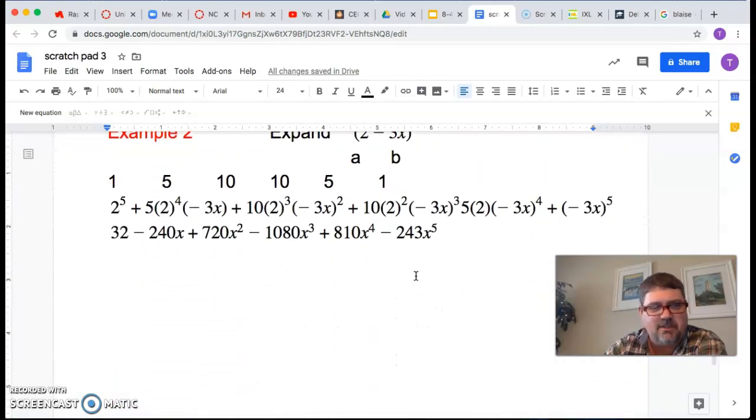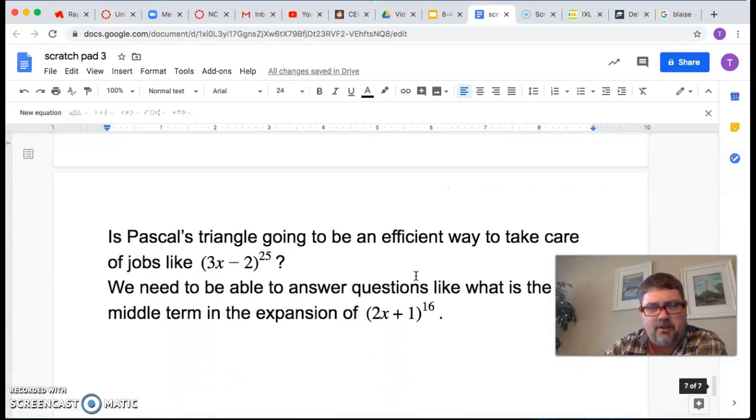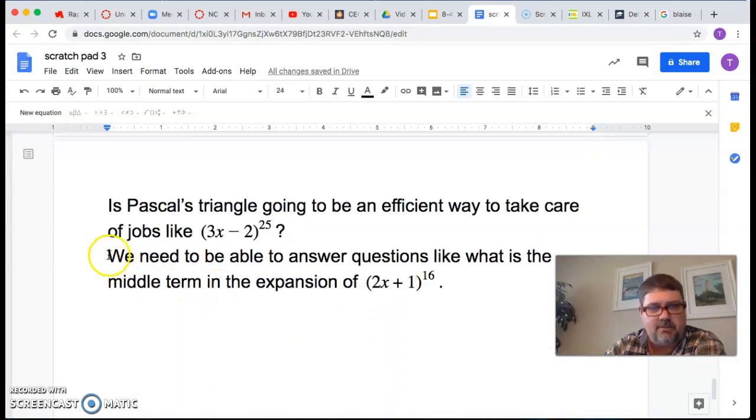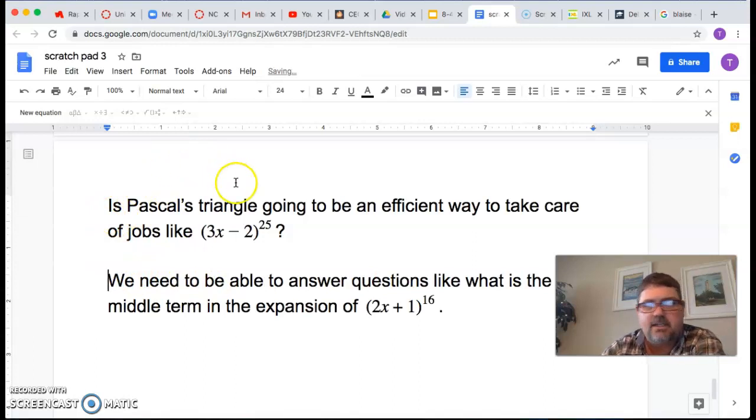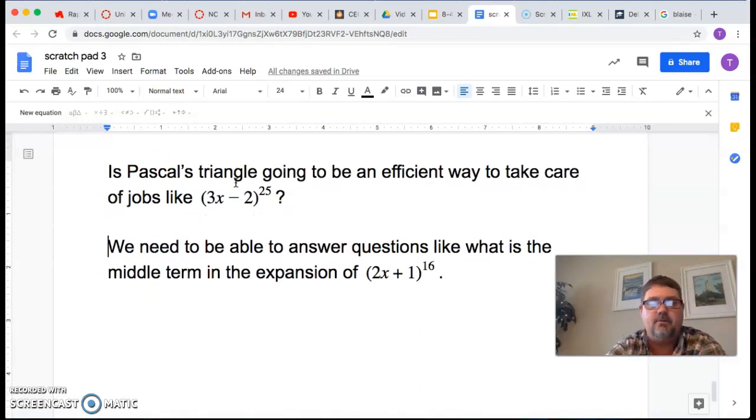Because here's a couple of questions we need to think about moving forward. The first question is, is Pascal's triangle going to be an efficient way to take care of jobs like this one, 3x minus 2 raised to the 25th? You'd have to make a triangle to row 25. I'd like to see you try that. That's going to be a big job. So right away, it's looking like Pascal's triangle has its limitations. For small values of n, it's a fairly efficient method.